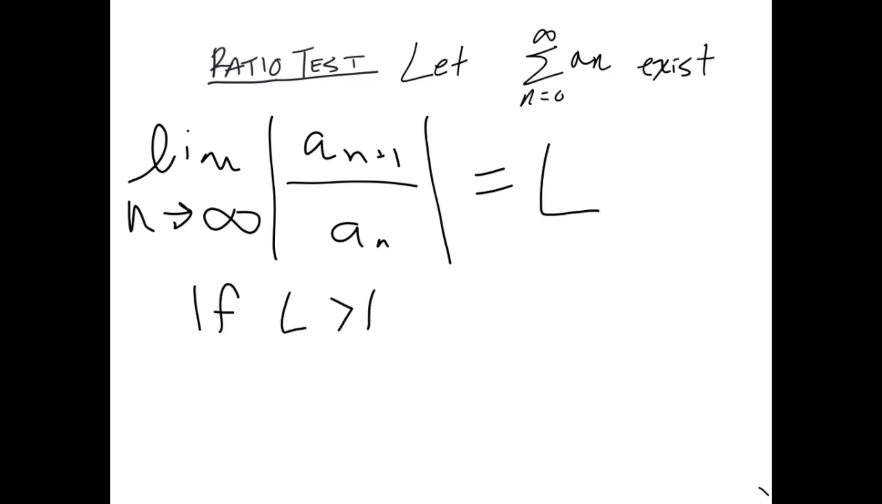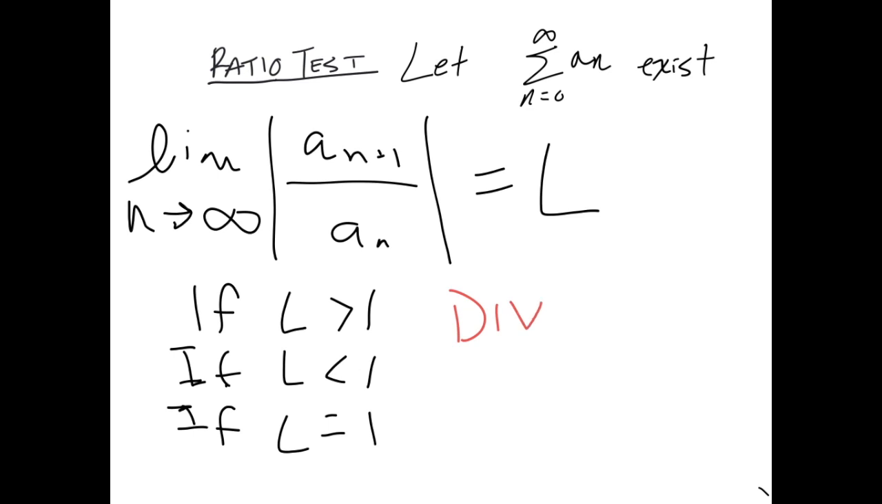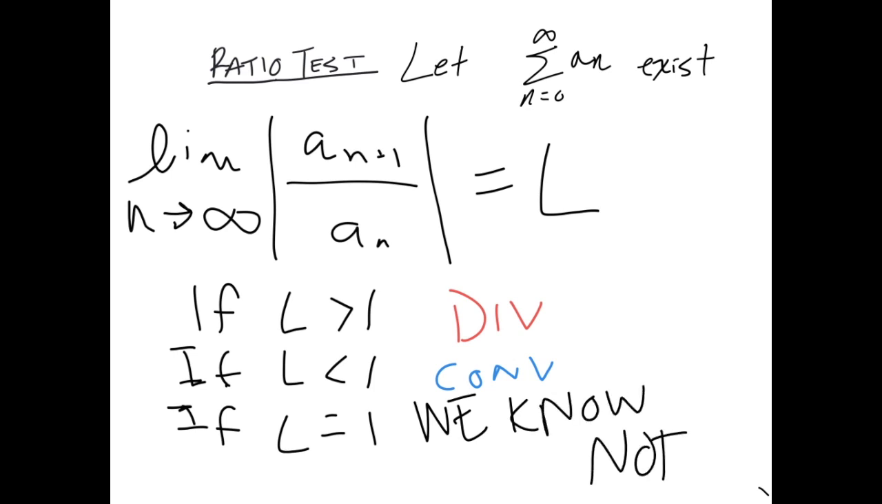If L is less than 1, if L is greater than 1, if L is equal to 1, we have 3 possibilities. If L is greater than 1, it diverges. If L is less than 1, it converges. If L is equal to 1, we know nothing. We cannot conclude anything. All right, so let's look at an example of this.